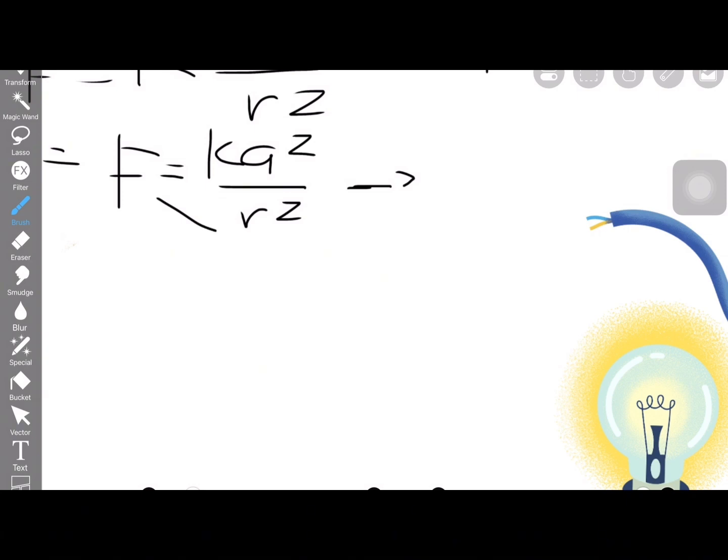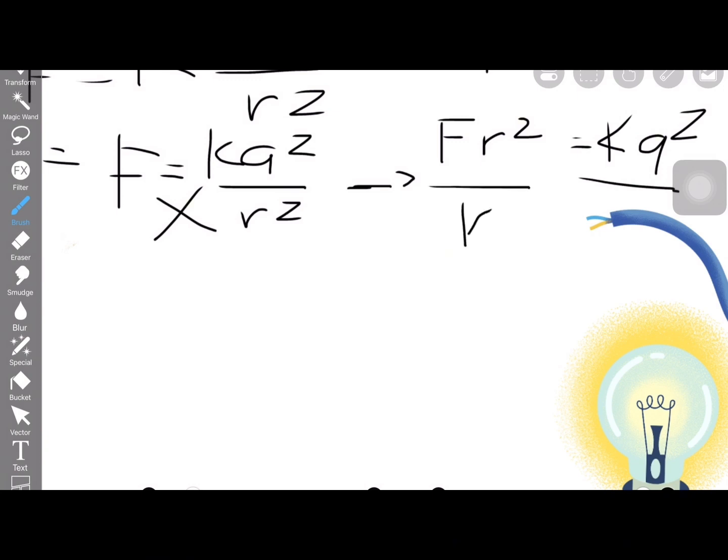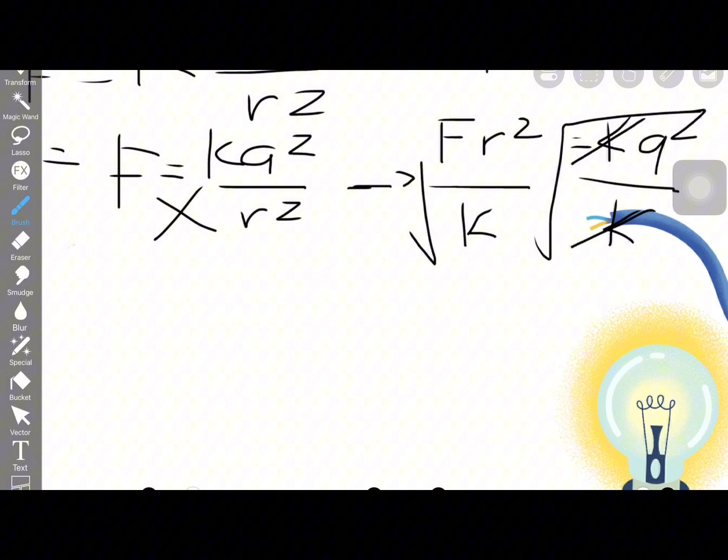so we need to cross multiply again in order to get the formula. So we will have F R squared equals to K Q squared. However, what we do need is just the value of Q. So with this, we need to divide both sides with K in order for this to be cancelled. However, there is still a Q squared, which is not really an ideal situation when we are finding a formula. So that is why we need to square root both sides.